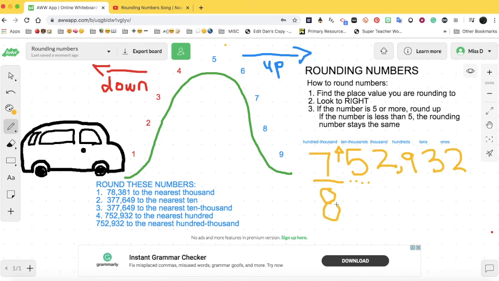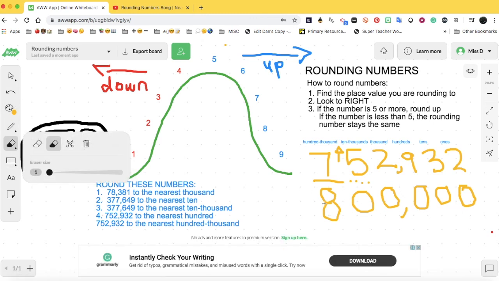So that becomes 8. Everything else after our hundreds of thousands column becomes a 0 because we're rounding it to the nearest hundreds of thousands. That means every other number afterwards becomes a 0. Okay, 800,000. So, hopefully you found those okay.